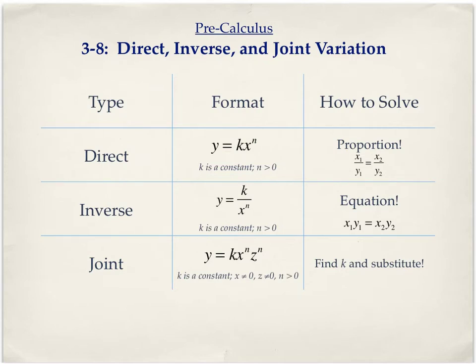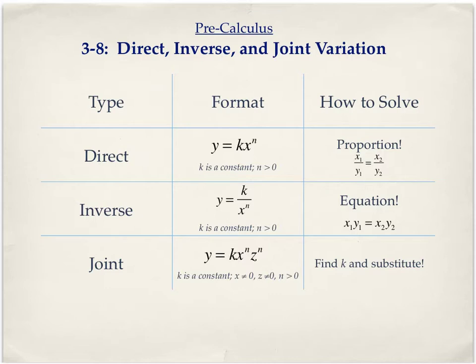Another type of variation is called inverse. Inverse means the two variables are moving in opposite directions: as one increases, the other decreases, in most cases. Probably a good way to solve those is by writing a little equation, as you can see here, and we'll look at an example of that in a moment.